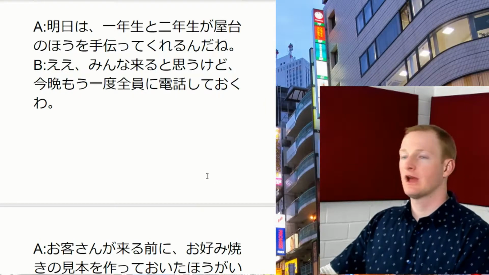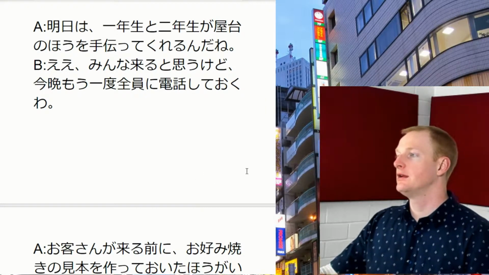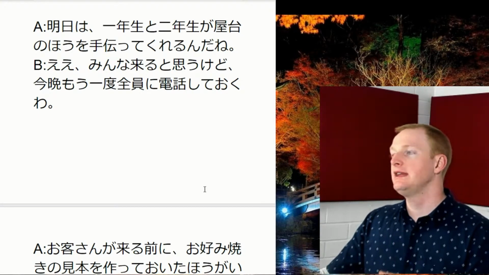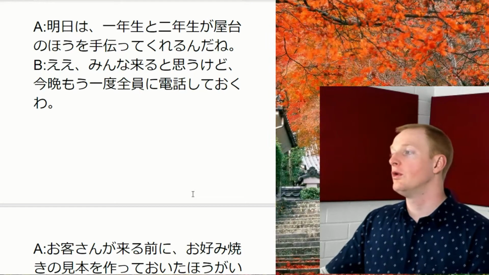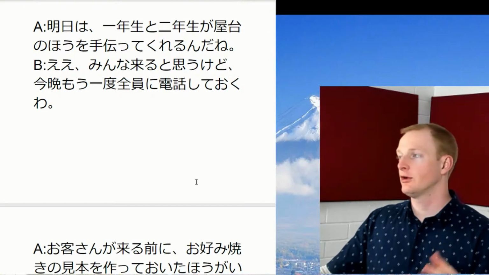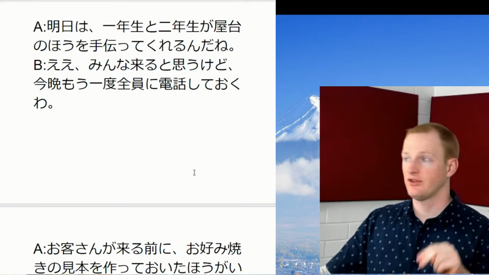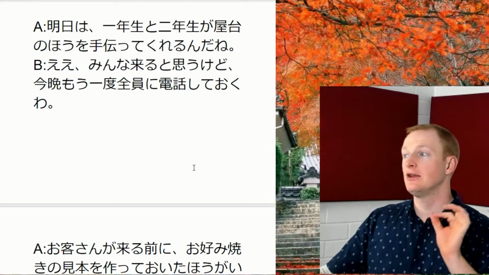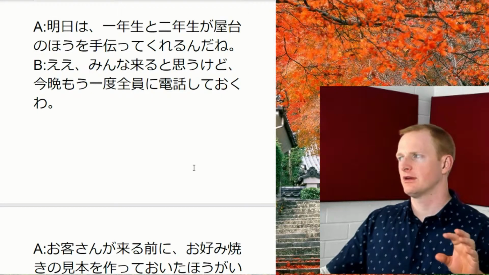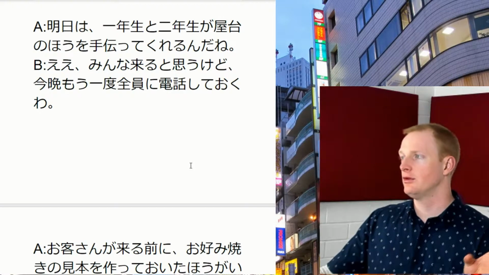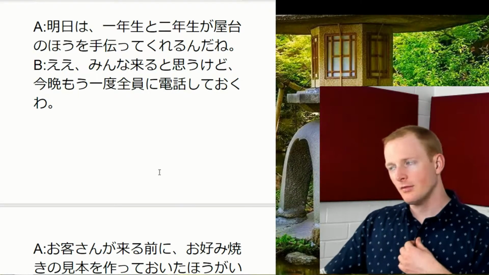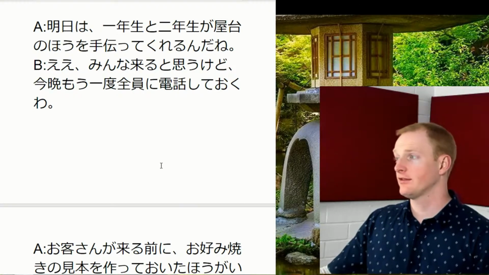Okay, we've got another snippet of a dialogue here. So again, A-san and B-san. All right, so A-san says, 明日は1年生と2年生が屋台の方を手伝ってくれるんだね. All right, so, you know, as for tomorrow, 1年生と2年生, we've got our first years. が Yatai no ho. So basically it's kind of hard to translate this, but kind of like, you know, the yatai, right? The stall. Or tetsuratte kureru, right? Will they help us out?